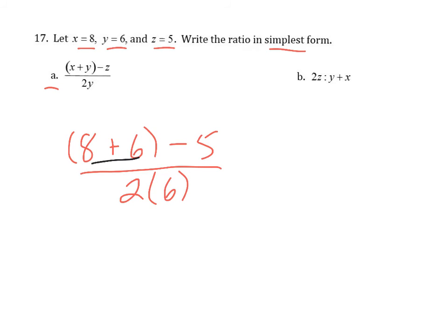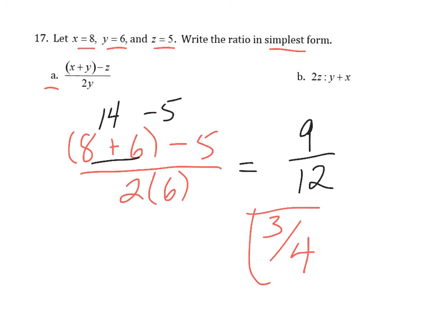So first thing I'm going to do is add these 2 up. Gives me 14 minus 5. So my new numerator is going to be 9 over 12. Last thing I want to do is just reduce that as much as possible. Divide both my terms by 3, which gives me 3 to 4 for my final ratio.